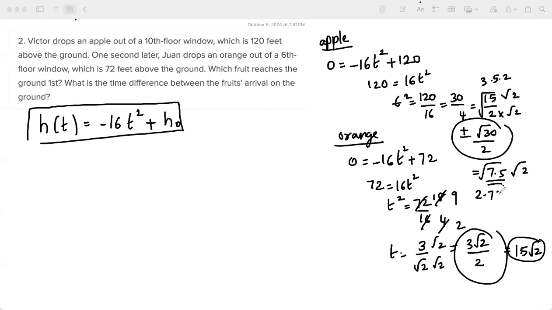This is 2.73. This next one is 1.5 square root of 2, right? So 1.5 times square root of 2 will be 2.12. Oh, wow. So for the second one, the answer is 2.12. This one was 2.73. So definitely the orange reached faster. Sahil, perfectly correct.